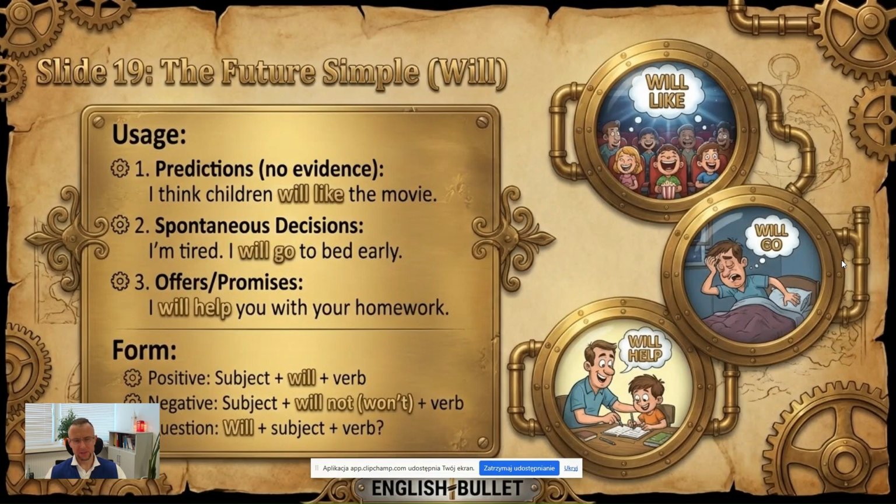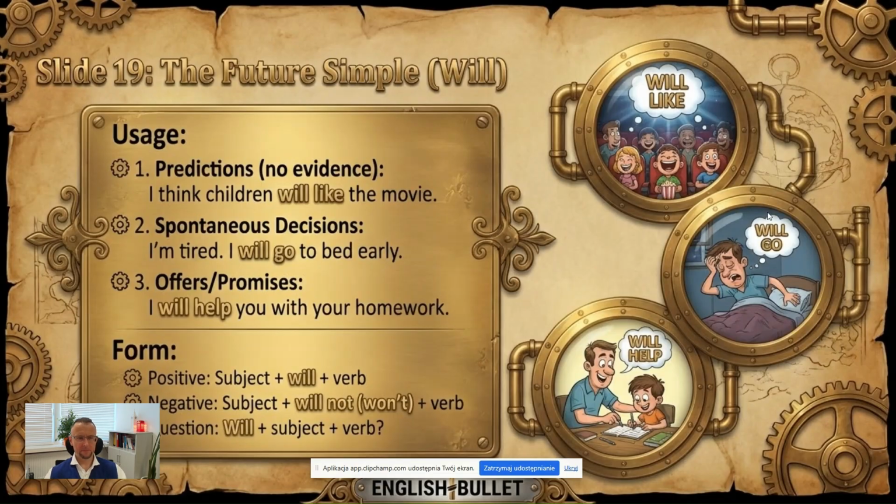Or spontaneous decisions. I'm tired. I will go to bed early. It's spontaneous. I'm just sitting, I feel I'm tired. Okay, I will go to bed early. Spontaneous decision. I just decided. Offers and promises. I will help you with your homework. I offer my help to someone. I will help you.